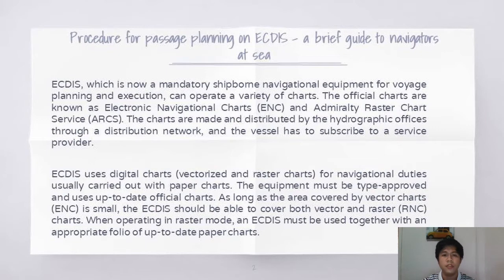ECDIS uses digital charts, vectorized and raster charts, for navigational duties usually carried out with paper charts. The equipment must be type approved and uses up-to-date official charts. As long as the area covered by vector charts is small, the ECDIS should be able to cover both vector and raster charts. When operating in raster mode, an ECDIS must be used together with an appropriate folio of up-to-date paper charts.